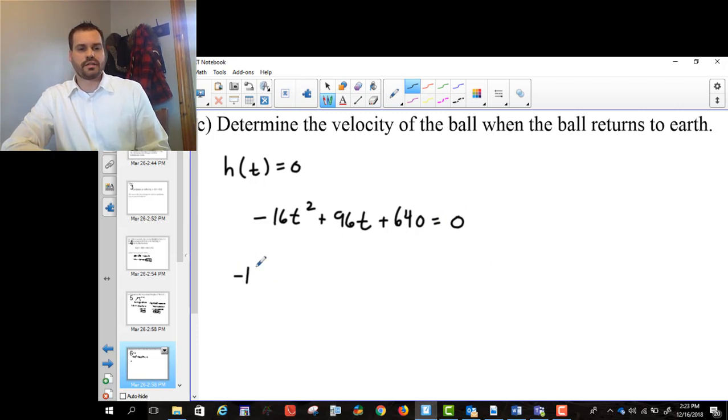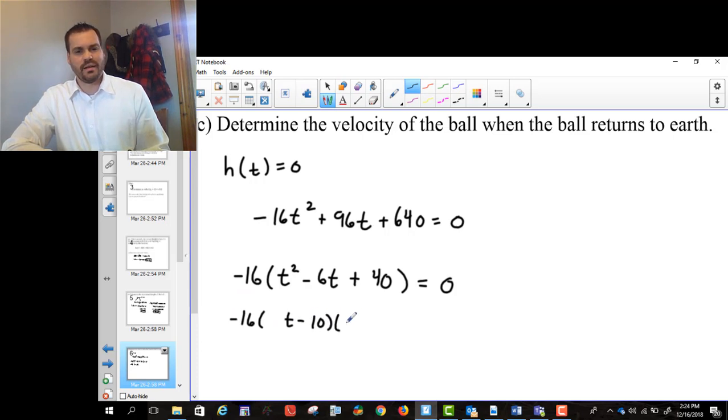I'm going to factor out a negative 16, and that's going to give me t squared, and then minus, I think 16 comes out of 96. How many times? 6 times. So that's 6t, and then I think it comes out of 640, and it would be 16 times 40. And then we've got to factor that. Okay, so we're going to go minus 16 multiplied by t minus 10 and t plus 4.